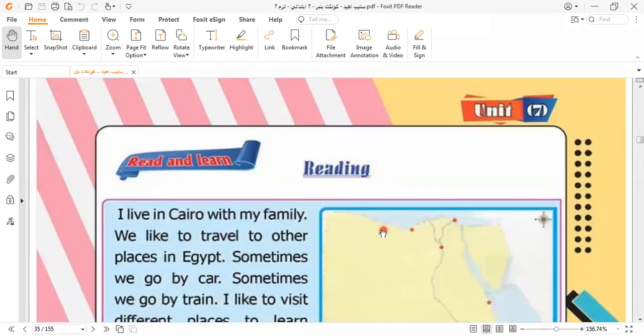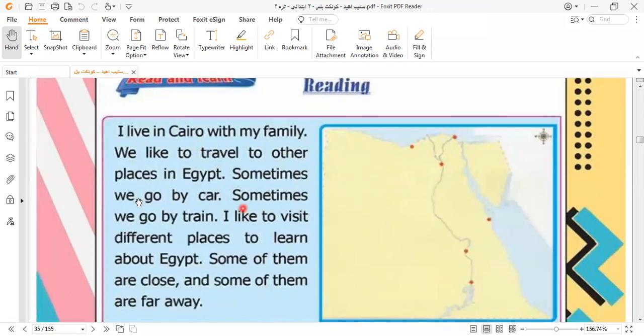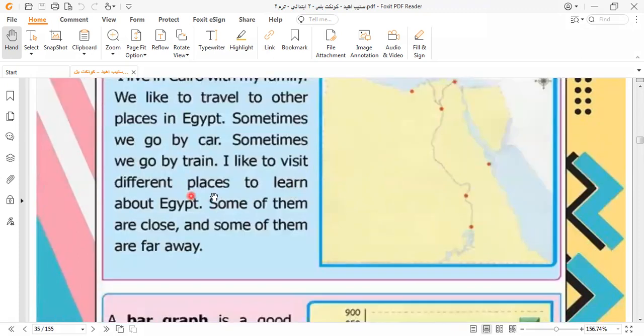Let's read this text and answer the questions below. I live in Cairo with my family. We like to travel to other places in Egypt. Sometimes we go by car, sometimes we go by train. I like to visit different places to learn about Egypt. Some of them are close and some of them are far away.